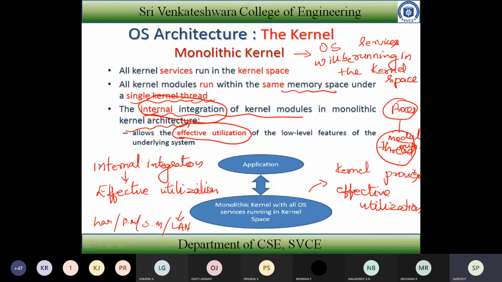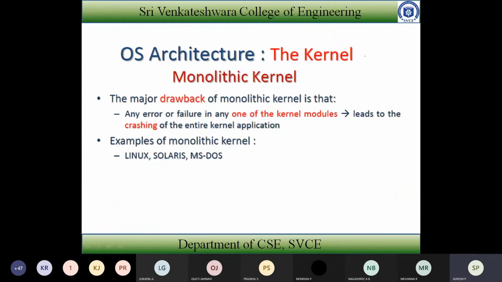Next, when it comes to the monolithic kernel, what is the main drawback? Even if you have the monolithic kernel, when you are running all your OS services in a single address space, you are going to have some drawback. If any one of the processes fails, it is running in a single thread. A single thread means I have process management, memory management, file management, IO management, and interrupt handling, right?